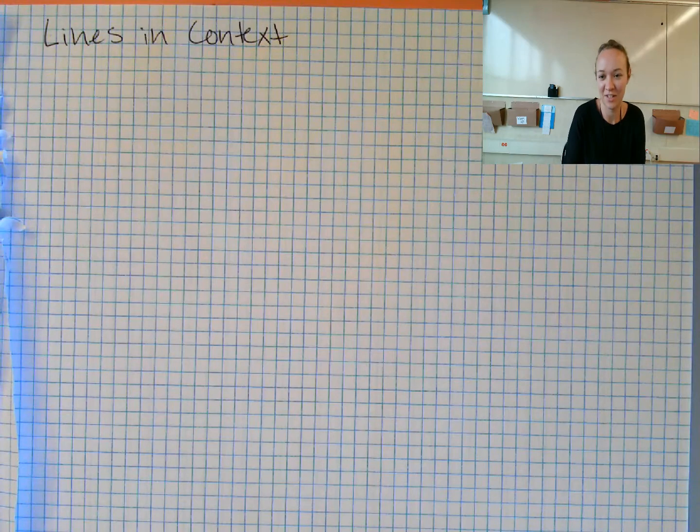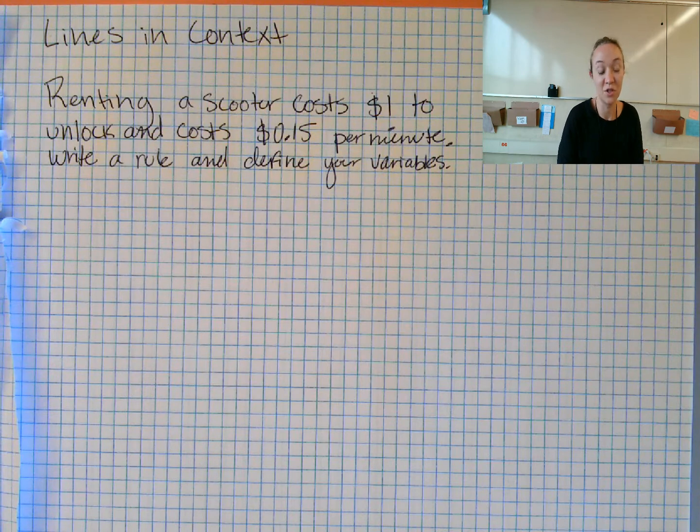In this video, we are going to talk about lines in context, so word problems where you might be able to apply y equals mx plus b. To do that, we're just going to go through some different examples of some types of word problems you might run into. So first of all, let's talk about scooter rentals here in Portland. My husband works for the Transportation Bureau, and so he does this exact thing.